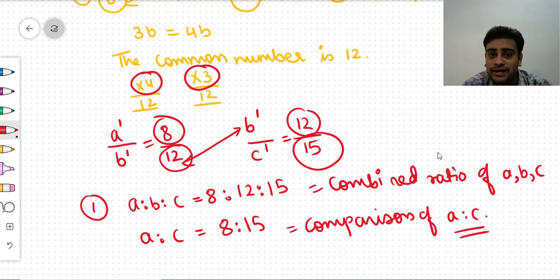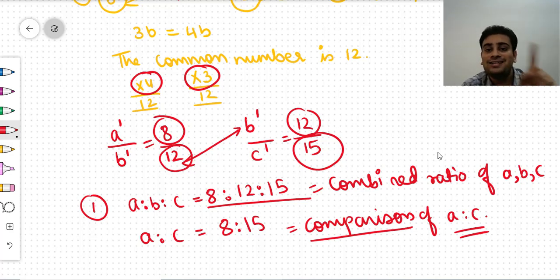If you need to find the combined ratio, then you will just equate one quantity in both the ratios and then you can find the combined ratios. But if you need to compare two ratios and find A is to C, then similarly, since we know that the B value is the same in both the ratios, your A is to C will be 8 upon 15. Clear?